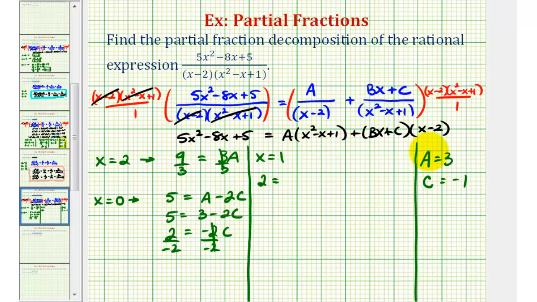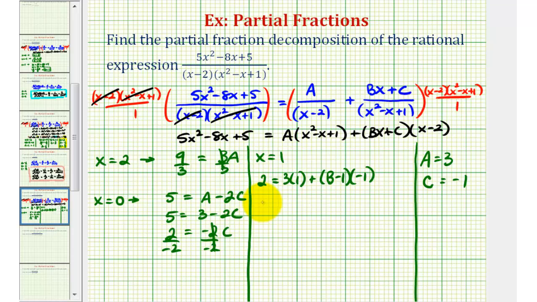Remember, a is equal to 3, so we'd have 3 times 1 plus, here we have bx plus c. We don't know b, but we know x is 1, so we just have b plus c, but c is negative 1, so we have b minus 1 times, again, if x is 1, this would just be 1 minus 2, or negative 1.